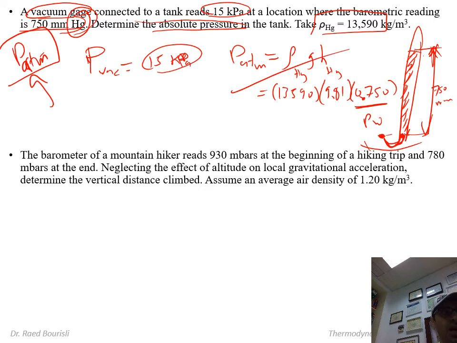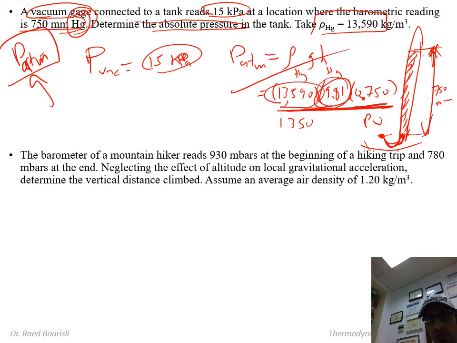So I have the atmospheric pressure. But this guy will give me 13,000, I mean 13,500 times 10, almost, it will give me 135,000.